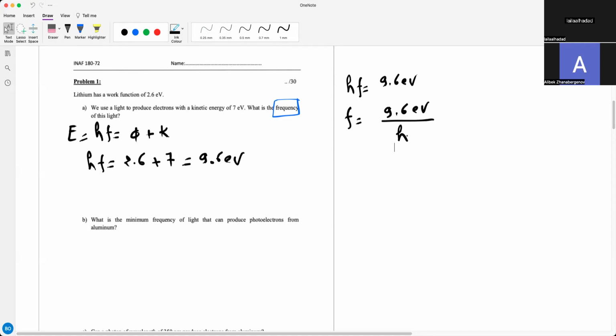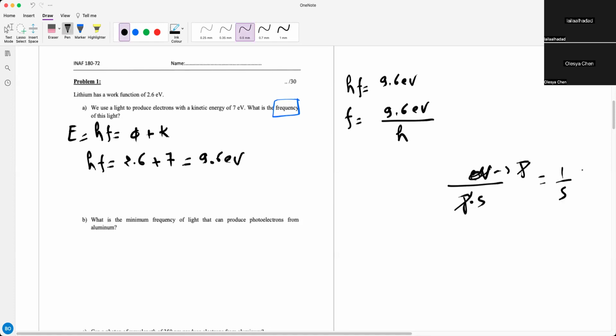So where is the mistake here? The mistake is Planck's constant. Let me explain. I have electron volt, and you want to divide by Planck's constant. The unit of Planck's constant is joule second. Oh, so you convert it first before you divide it. Exactly. You need to convert this to joule so that, if you simplify, it will be 1/s, which is the unit of the frequency, hertz. You see? Yes, you have to convert.